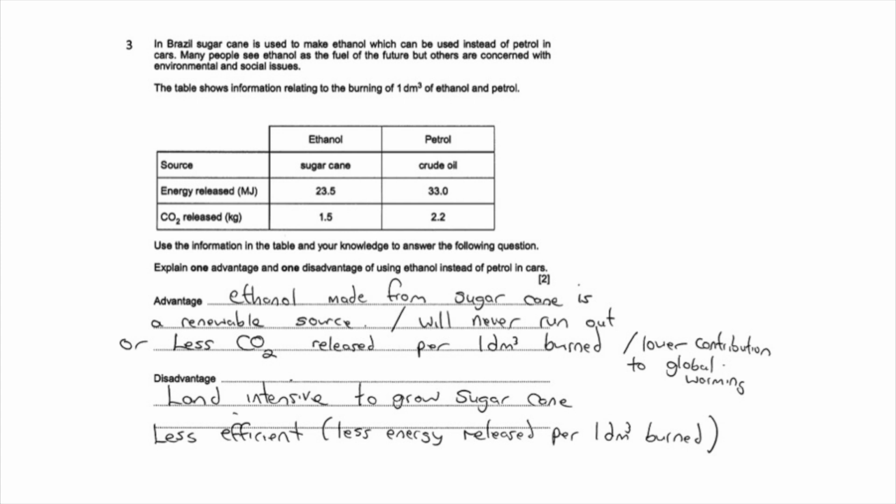Now, the disadvantage is that it's land intensive to grow sugarcane and it's less efficient. So less energy is released per dm cubed burnt. So that would be the answers for that. And there's 1 mark each for the advantages and 1 mark each for the disadvantages.